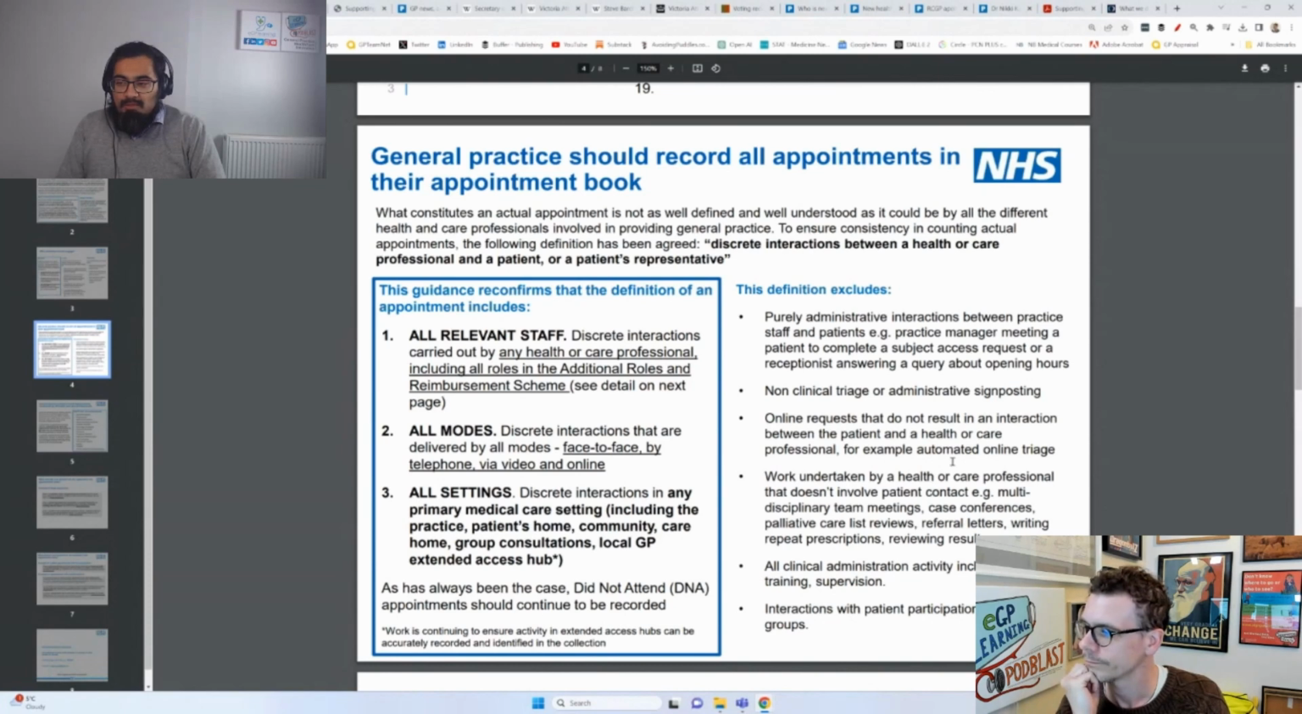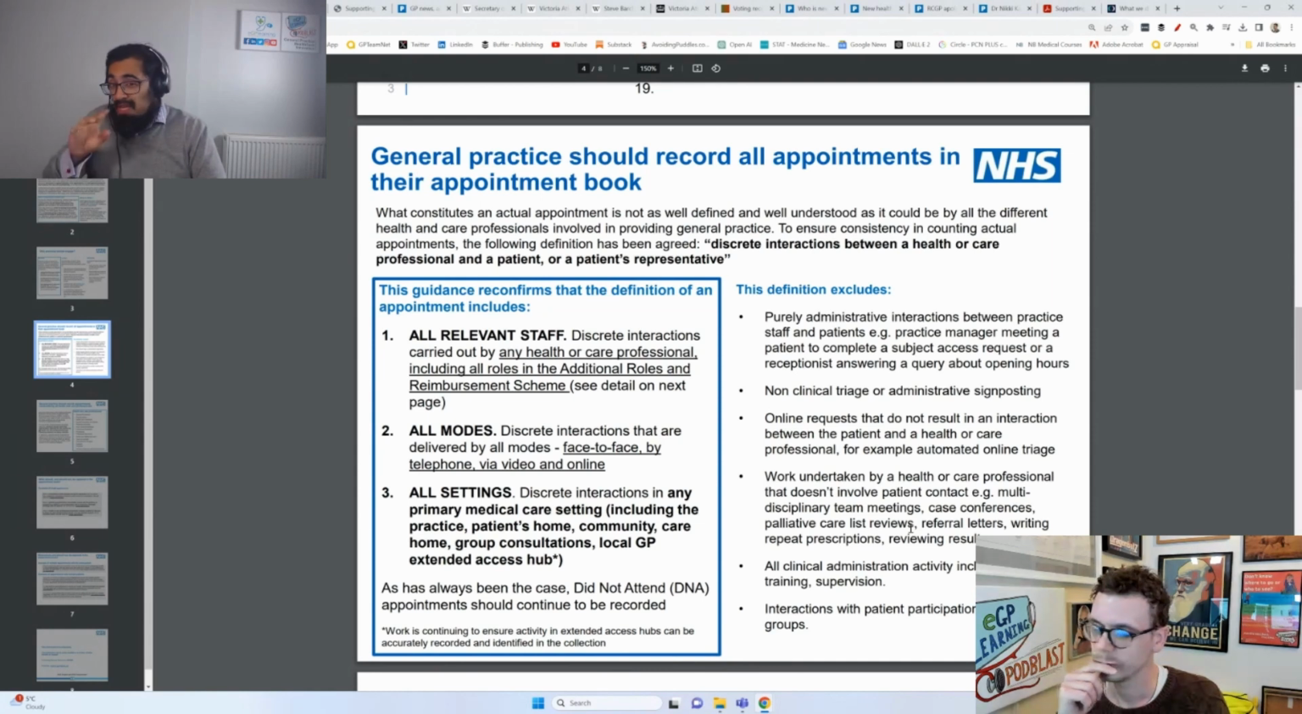Work undertaken by a healthcare professional that doesn't involve patient contact. So I think this one's quite important. MDT meetings, case conferences, palliative care reviews are some of the ones that are listed. But the big ones are things like letters, document management, and results processing. Prescriptions as well, processing those are not counted as appointment data.